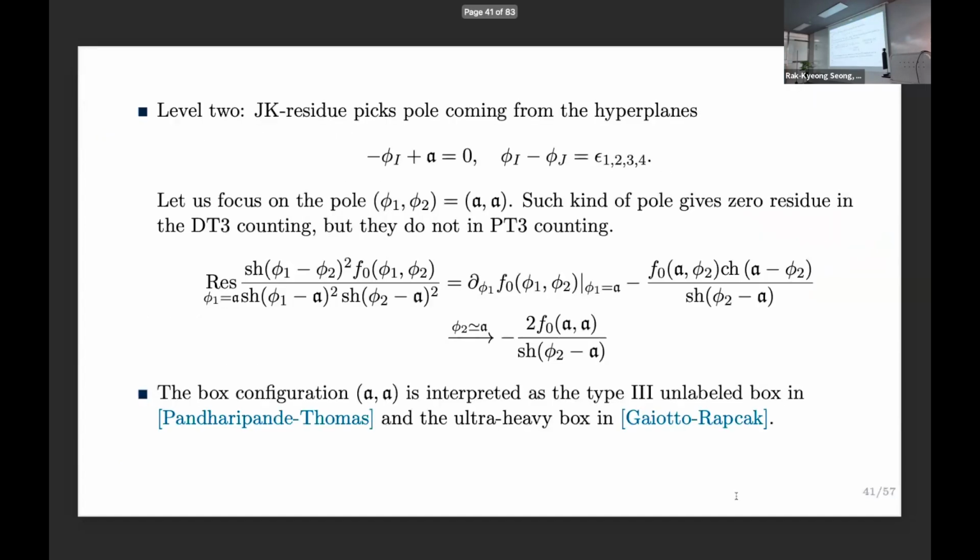And you can also do it for level 2. And the JK picks these types of poles. If you study this specific pole, usually in the context of box counting, you cannot place boxes in the same positions. But for PT counting, you can, because you have higher order poles. So this is also a different phenomenon from the usual case of quantum mechanics and also the combinatorial expressions.